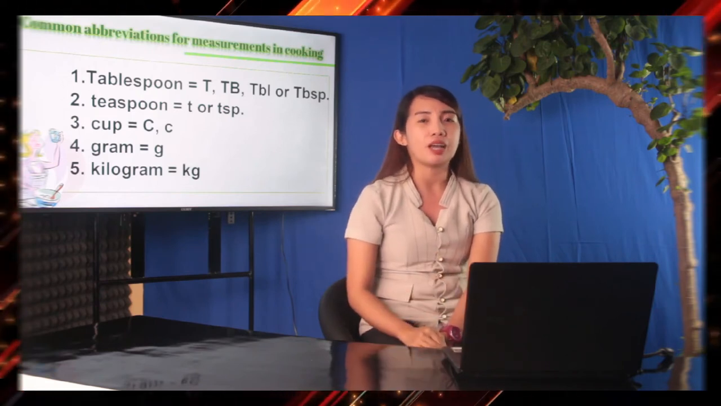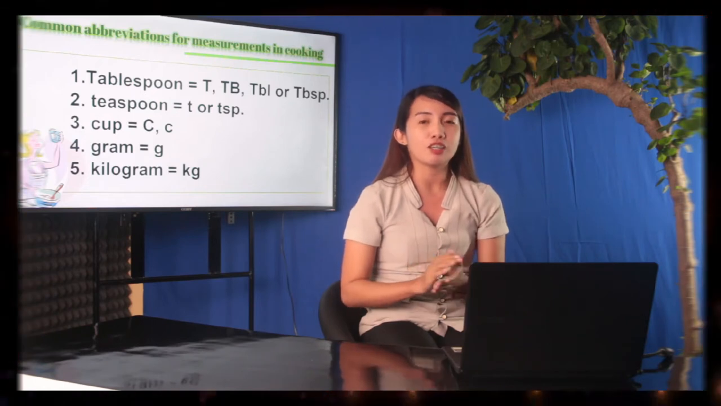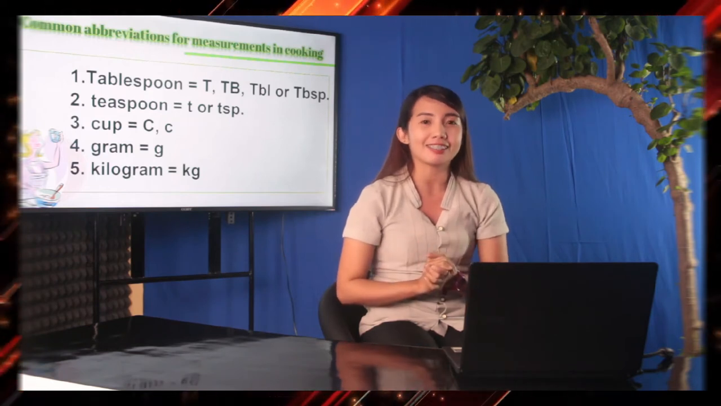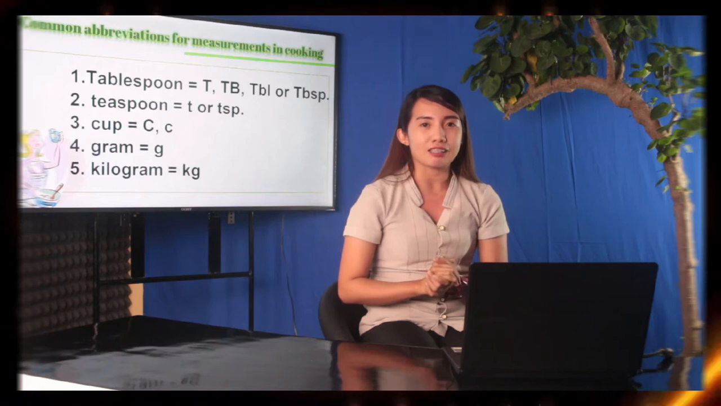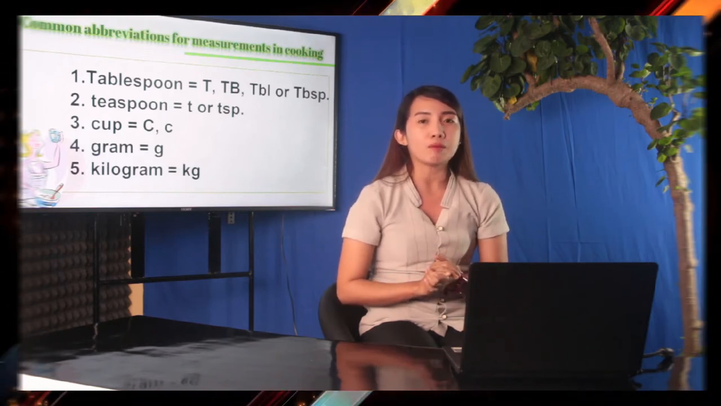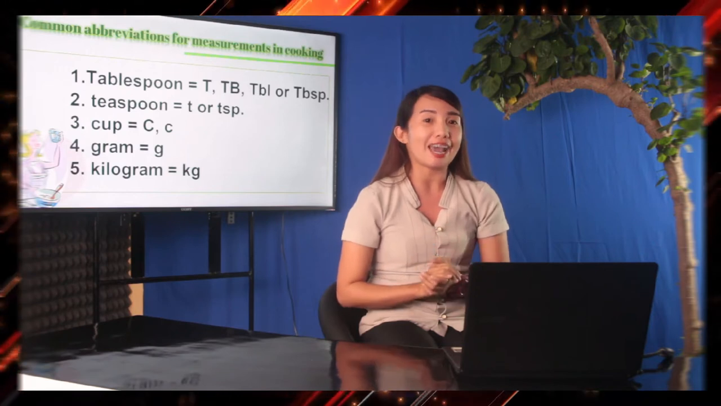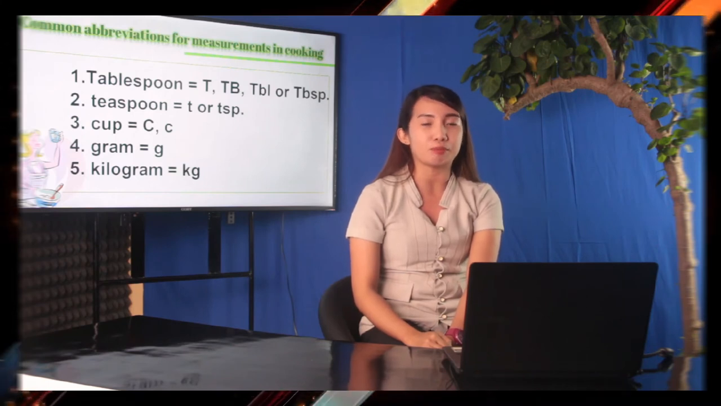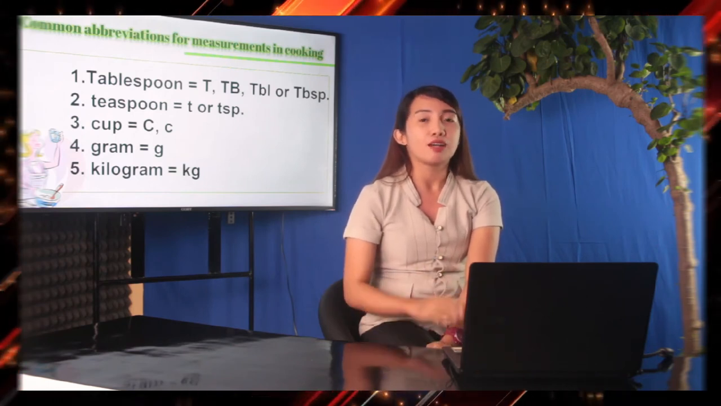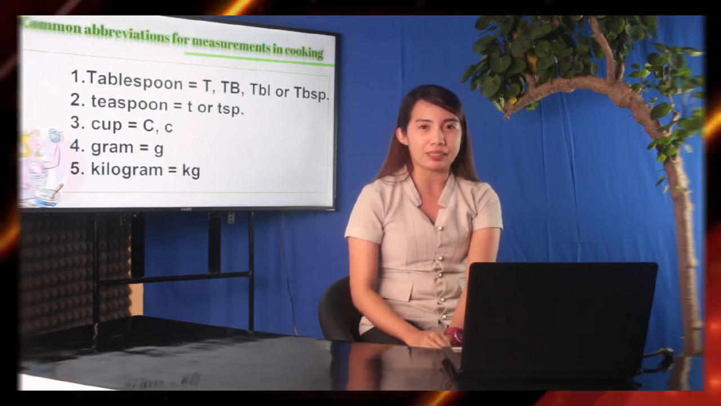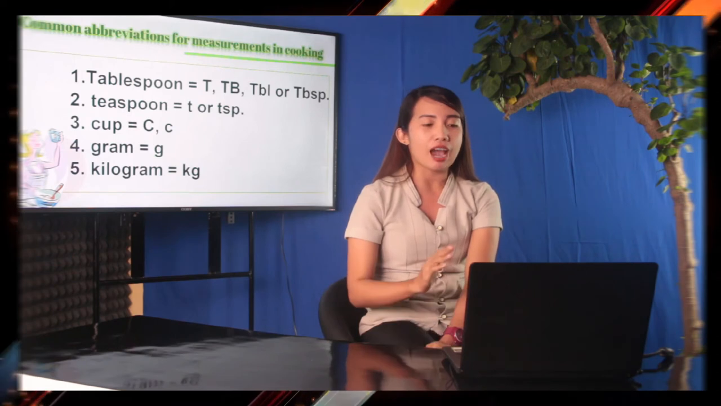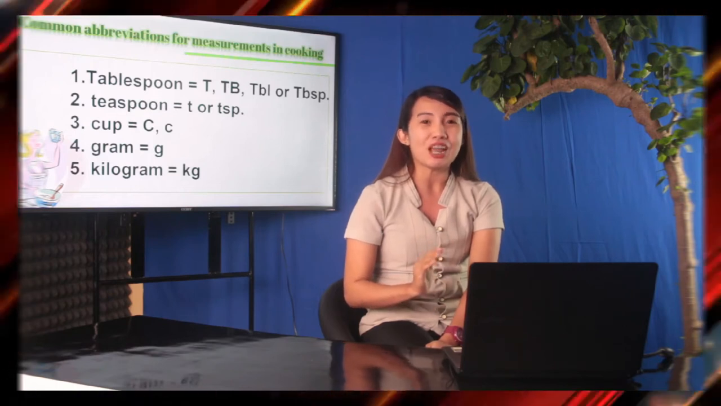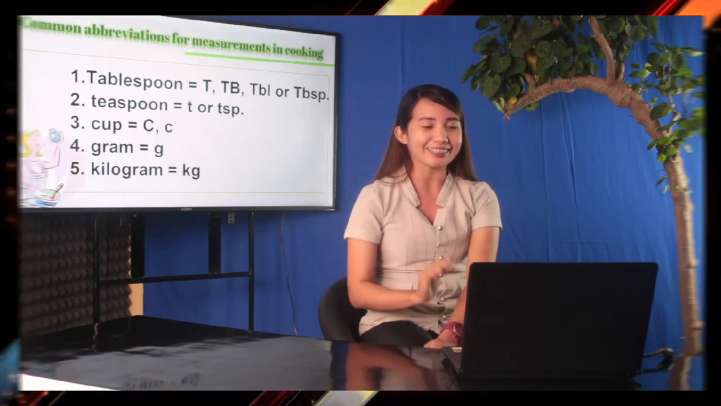For tablespoon, you can write big letter T, or big letter T and big letter B, or TB. Next, big letter T, B, and L, or TBL. Or the most commonly used, the TBSP. So that is for tablespoon. Next is the teaspoon. For teaspoon, you can use small letter t or TSP, which is commonly used by everyone. So you have to be aware that for tablespoon, you use the big letter T, and for the teaspoon, you use the small letter t.